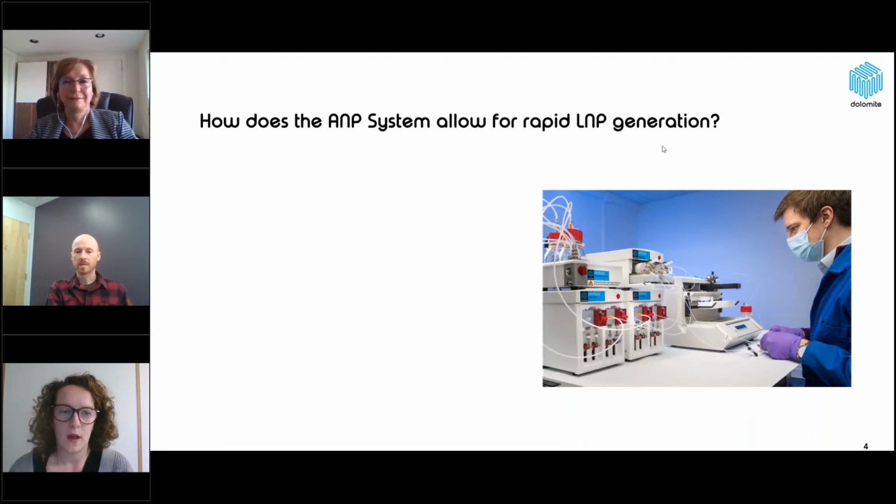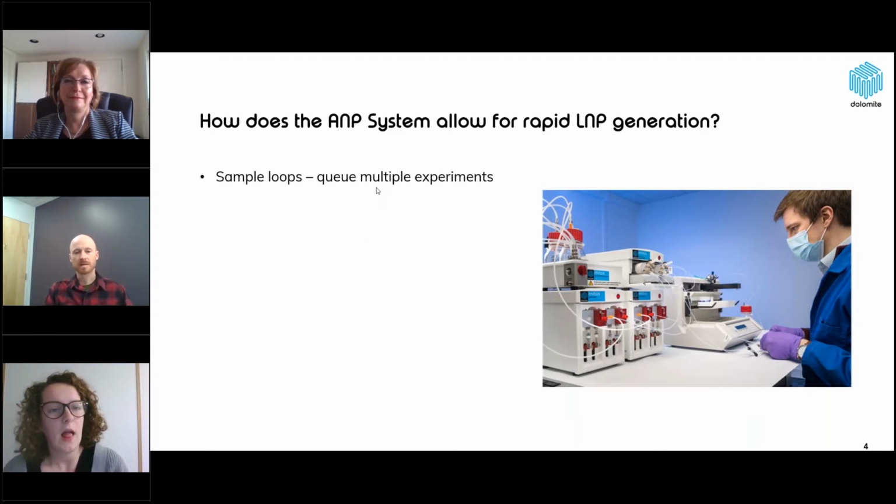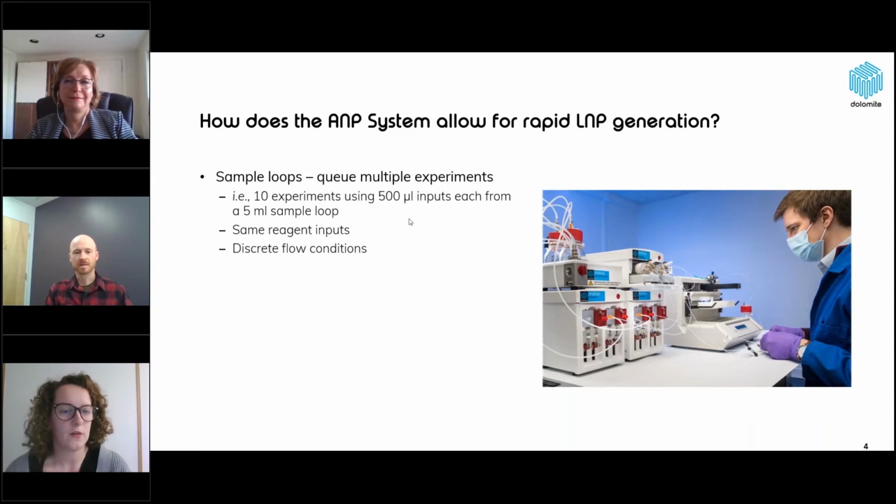It does this for a number of reasons. The first is those sample loops that I mentioned earlier, which allow for multiple experiments to be queued. For example, if you're using 500 microliter inputs from each 5 mL sample loop, you can queue 10 experiments, and that would produce a 1 mL sample for each experiment, before dilution. These experiments will have the same reagent inputs, but you can have discrete flow conditions, so different flow rates and different flow rate ratios.